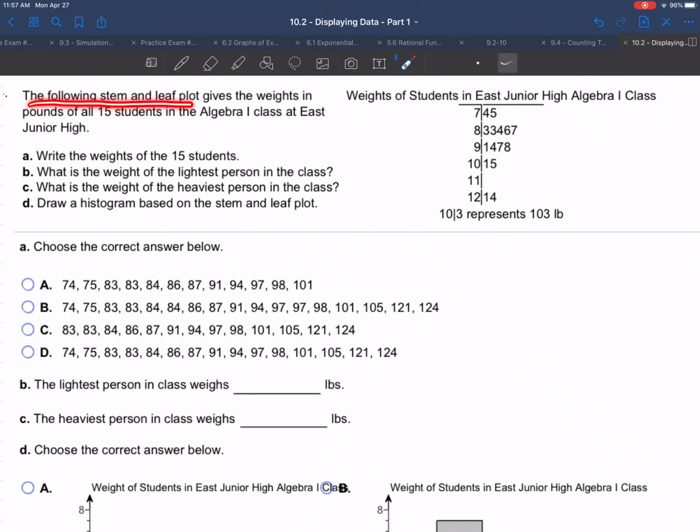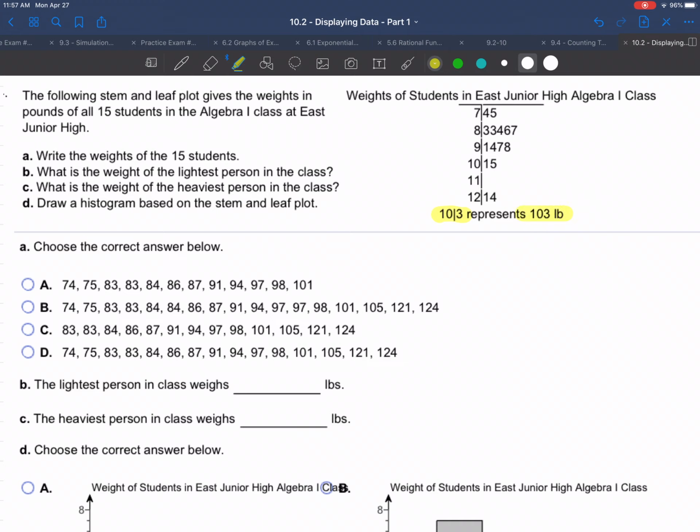The following stem and leaf plot gives the weights in pounds of all 15 students in Algebra 1 class at East Junior High. So here we have this over here. This is called a stem and leaf plot. Now, what does it mean? Well, you see the little key down here. It says 10, line 3 represents 103 pounds.